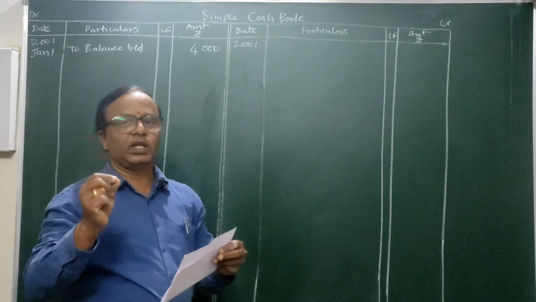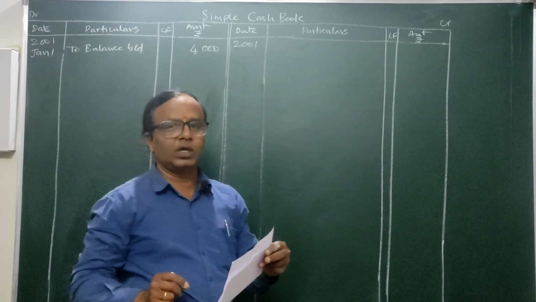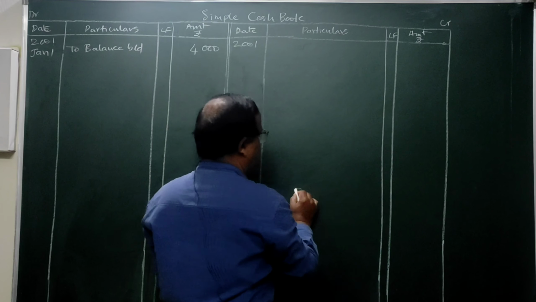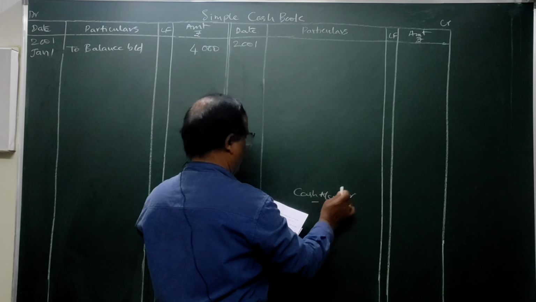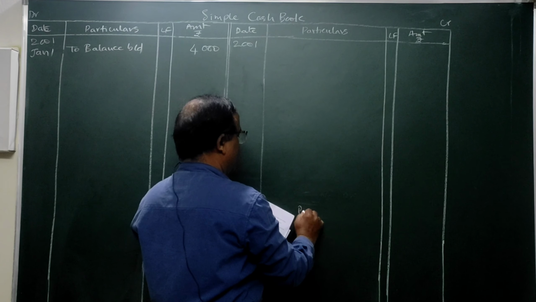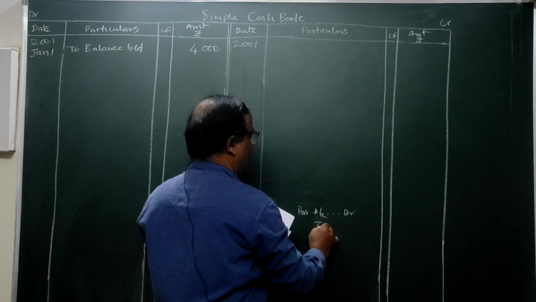Every transaction, first of all, think about the entry for that. Cash purchases, what is the entry? I am writing it here for you. Sorry. When you have purchased the goods, your entry should be purchases account debit to cash. Purchases account debit to cash.